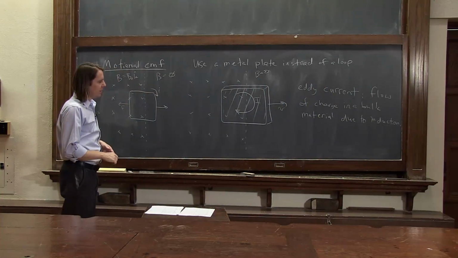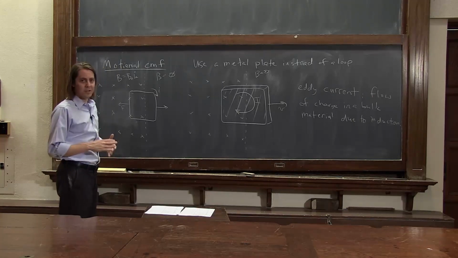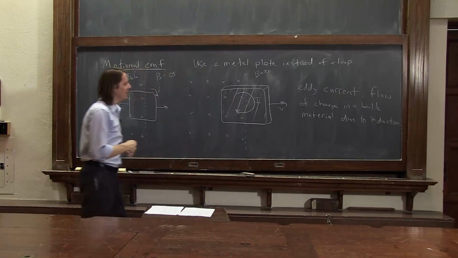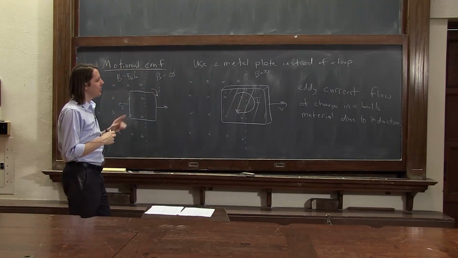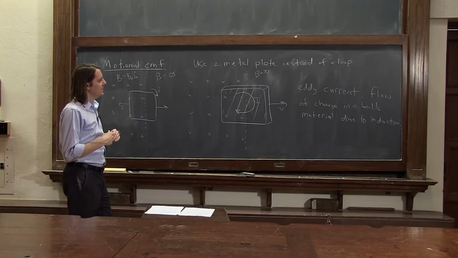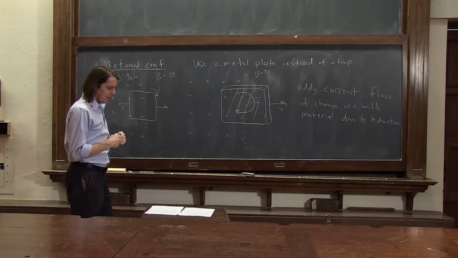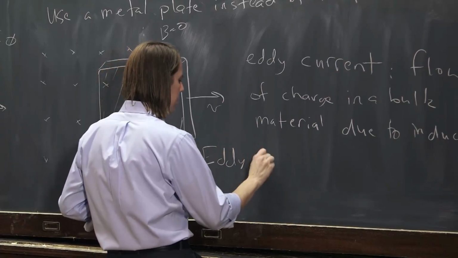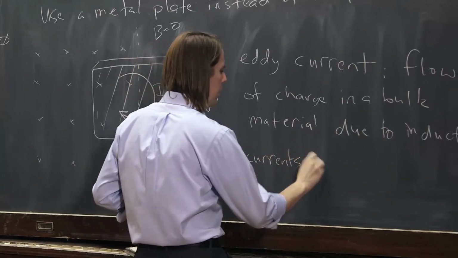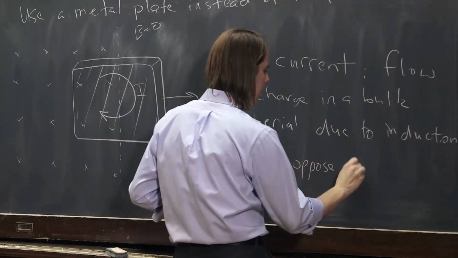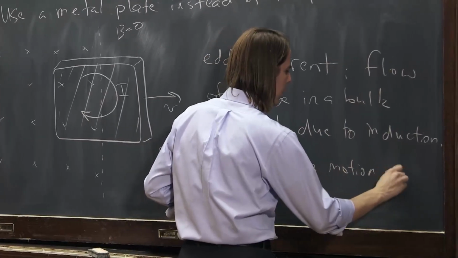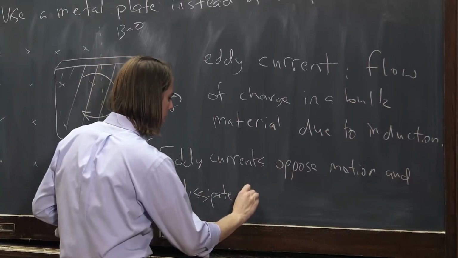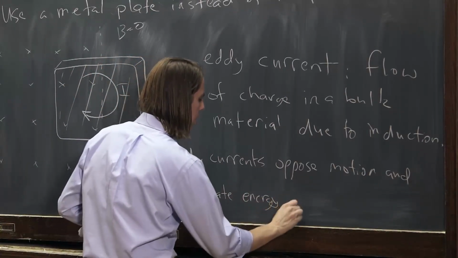It's hard to really do any detailed calculations of eddy currents because the flow of the charge and the current is so complicated. You can't really define exactly what it looks like. But there is one thing you can quantitatively think about, which is how much energy you're dissipating. Because eddy currents, due to Lenz's law, must oppose motion and dissipate energy as heat.